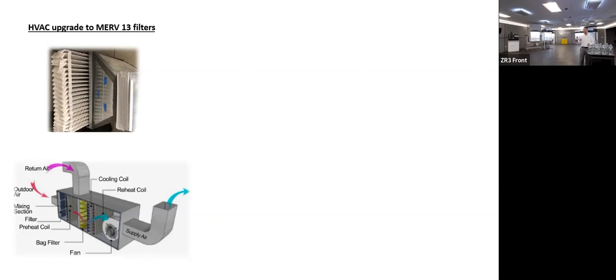Now, we only have MERV 7s in our HVAC system. We went outside and we read, I don't even know how many millions and millions of particles present just in the outside air. So it's impacted by the air you bring in. So you do want to try to increase that filter to the highest level you possibly can, whatever your air handling unit can take as far as a static pressure drop.